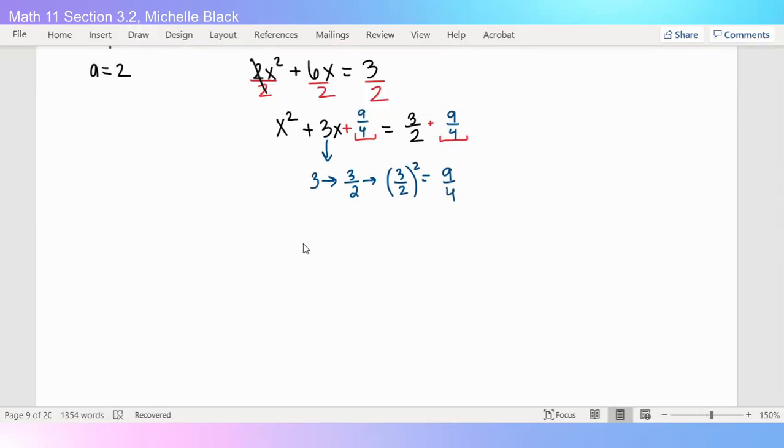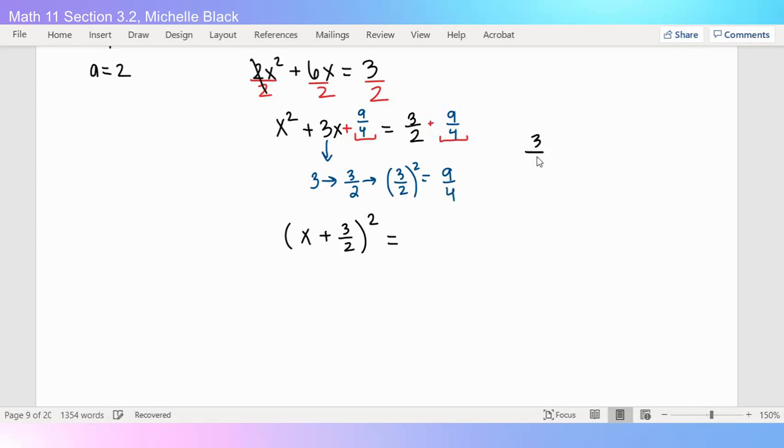The left-hand side, if we completed the square correctly, should factor into x plus 3 over 2 squared. Remember, it's the number you get when you divide it by 2. If you expanded this, you could verify that it will give you back this trinomial we have on the left. And on the right-hand side, we need to add these two numbers together.